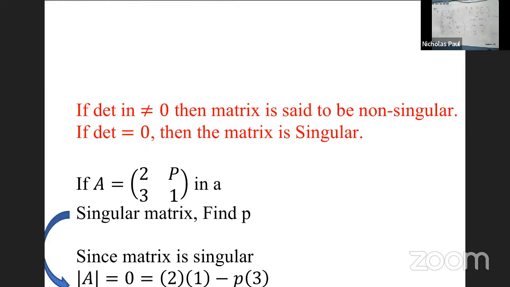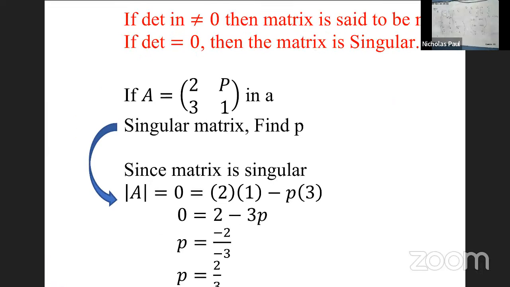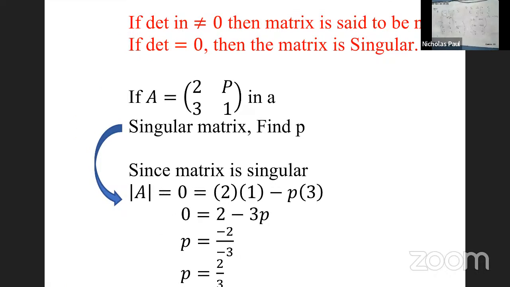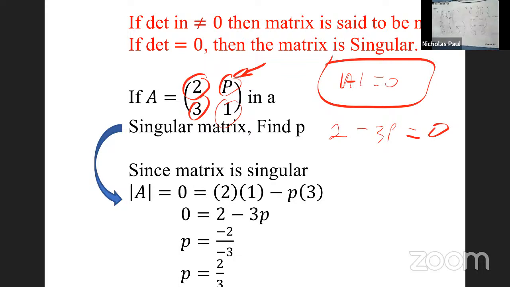All right, so watch this example here. The question said that the matrix was singular, so it meant that the determinant is going to be 0. So if you work out the determinant, 2 by 1, that's 2. P by 3, that's 3p. And you subtract them, then based on the question, the determinant is 0. So it means that 2 minus 3p is 0. You can make 3p the subject. P is equal to 2/3. That's okay? So that's the way you find your determinant.